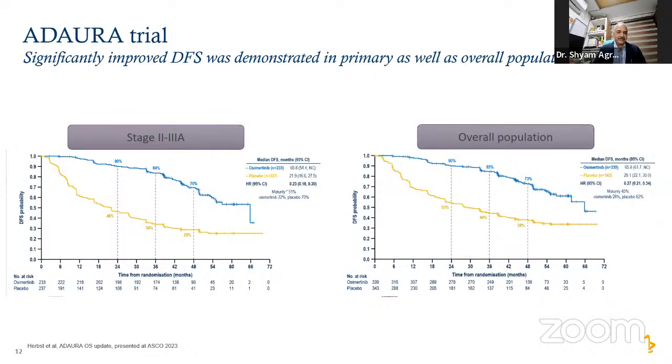And see the significant separation of the curves. Significantly improved DFS was demonstrated in the primary as well as the overall population. The stage 2 to 3A patients had a very significant hazard ratio of 0.23, and in the overall population it was 0.27. So there was a significant risk reduction in disease recurrence or death in the overall DFS.